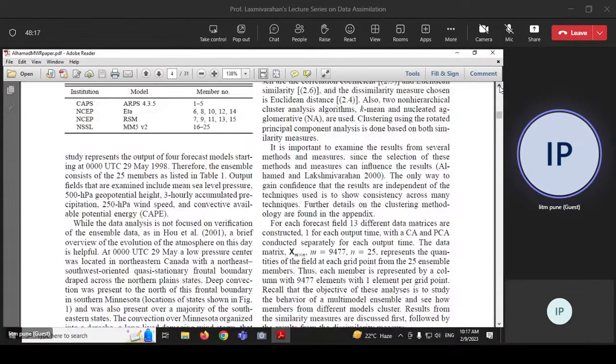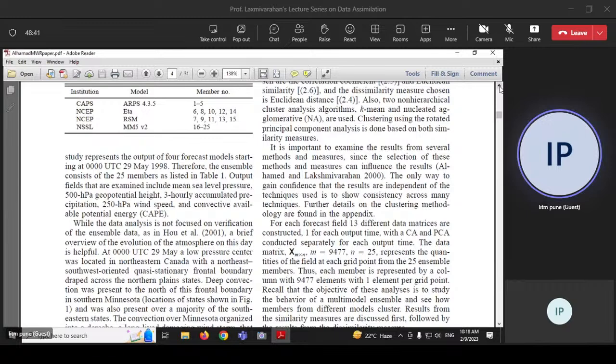The ensemble consists of 25 members listed in table 1. The outputs that are examined include the mean sea level pressure, 500 geopotential height, 3-hour accumulated precipitation, 250 hectopascal wind speed, and convective available potential energy.